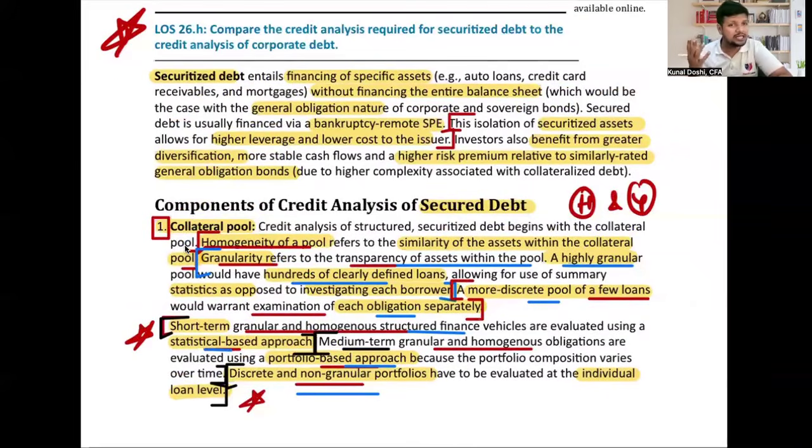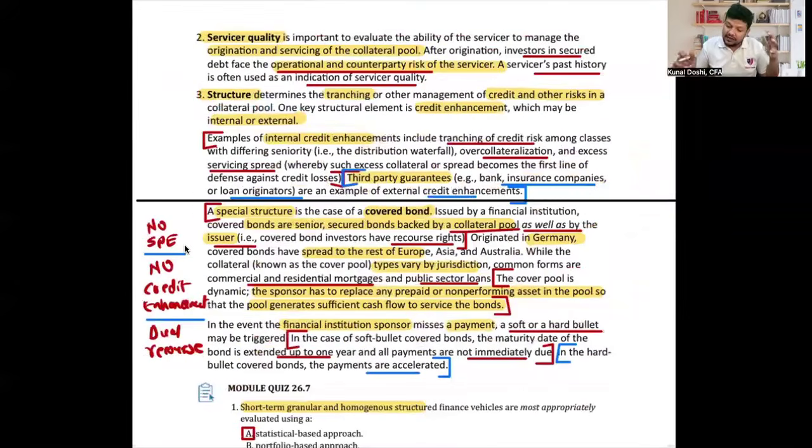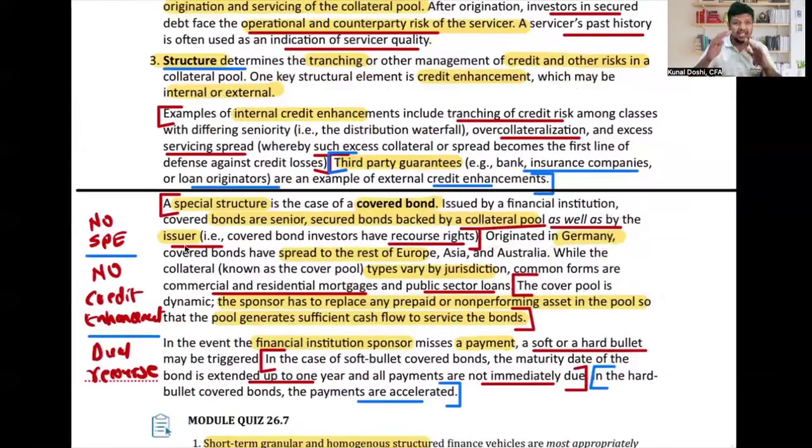Do I need to memorize all these things? No, you need to understand the names. Homogeneity is risky, granularity is transparency. Okay. The quality of the servicer, who is going to make sure the amount is transferred from the collateral to the investors, and the structure, tranching, credit tranching, where the risk is diversified across the different tranches. That is also very important. The senior tranche faces the least risk.